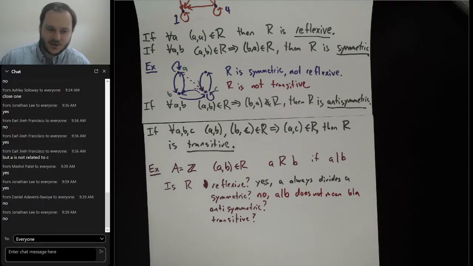Is it antisymmetric? Is it possible that A divides B and B also divides A?